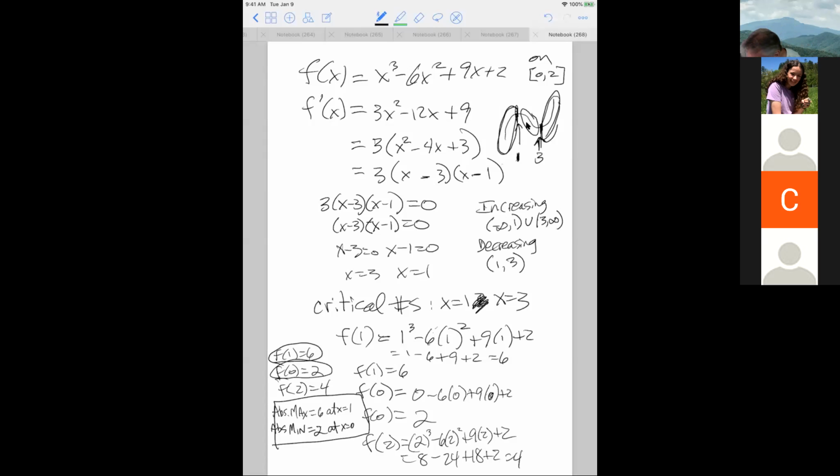So 4.3, that's basically what they were talking about: determining where a function is increasing and decreasing. And we're going to do more with that in 4.4 right now. Any questions on what I just did? Okay, let's go back to the slideshow.